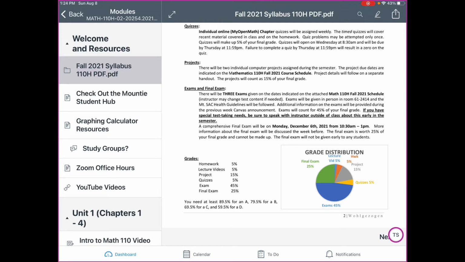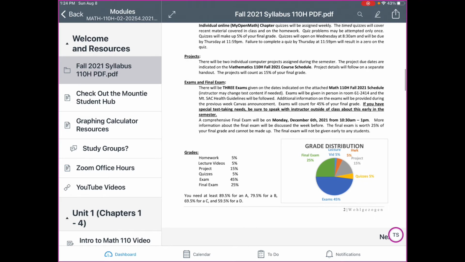Quizzes will open on Wednesdays every single week at 8:30 a.m. and are going to be due on Thursdays at 11:59 p.m. unless otherwise stated. Failure to complete a quiz by 11:59 p.m. on Thursdays will result in a 0 on the quiz.